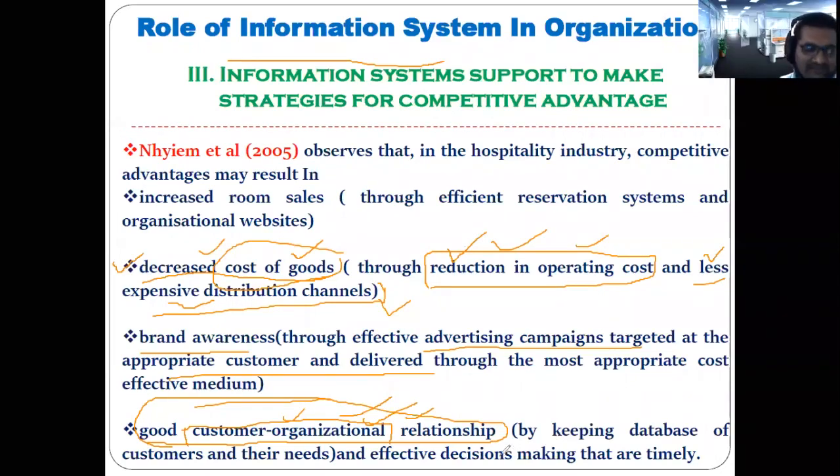You can send messages to your customers. You can wish them on festivals, etc. Correct or not? You can send festival offer information and discount offers to your customers. Now this will become possible only when your hotel has the information system available. Yes or no? And that is nothing but the third important role performed by the information system in the organization.